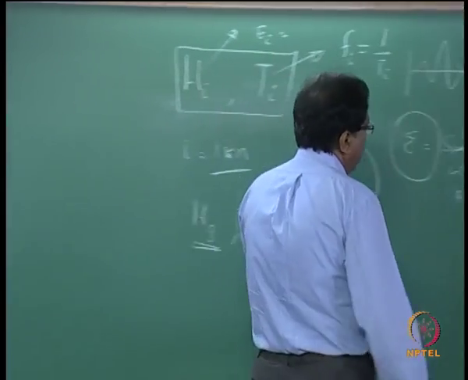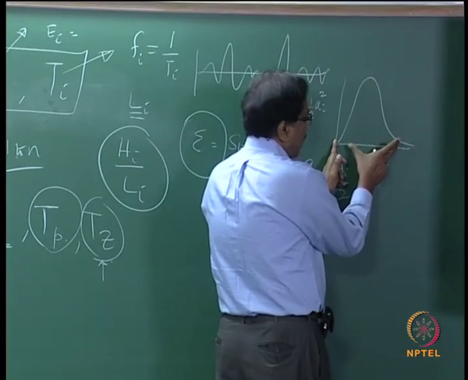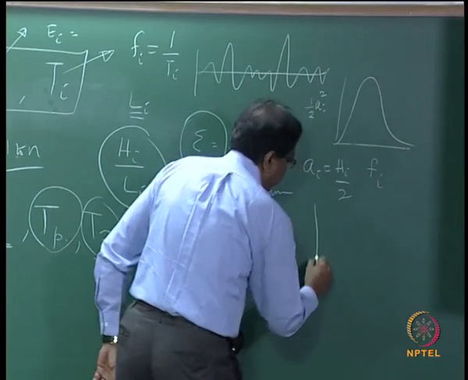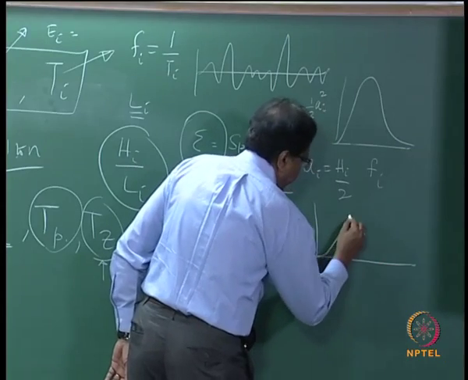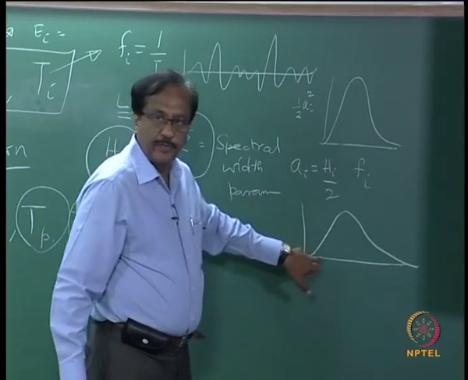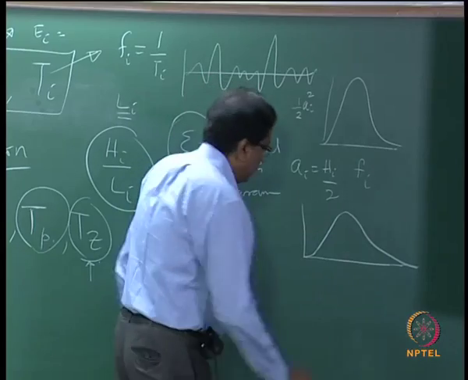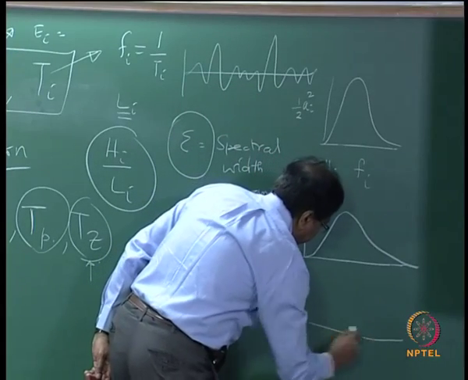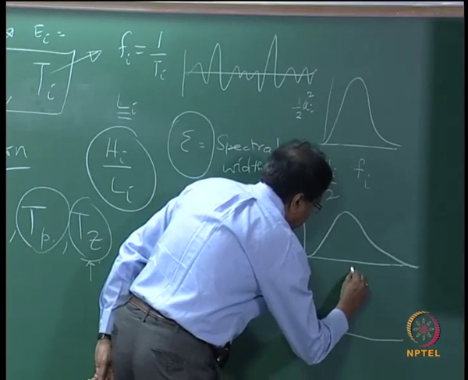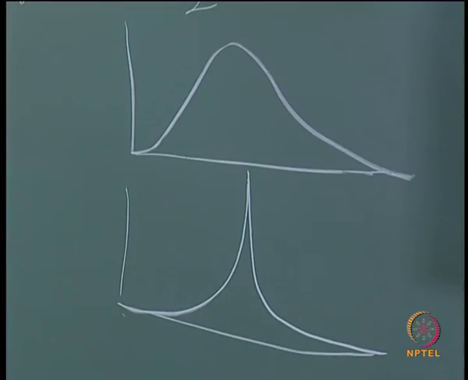Now whether this curve is a broad band or a narrow band. What do you mean by broad band? Broad band is something like this, wherein you see that the energy is spread over a wide range of frequency. Narrow band is something like this, where the energy is spread over a very narrow range of frequencies.